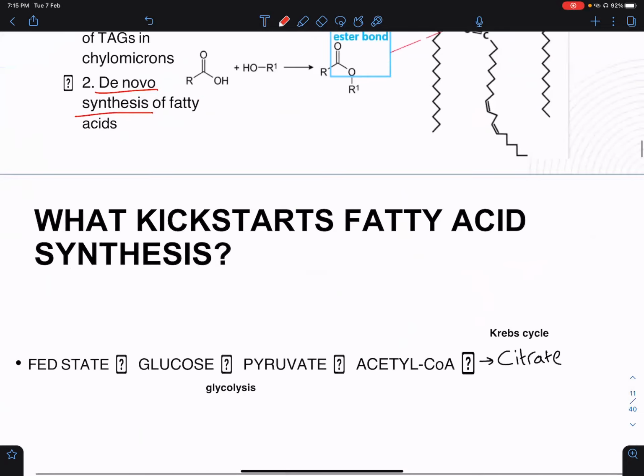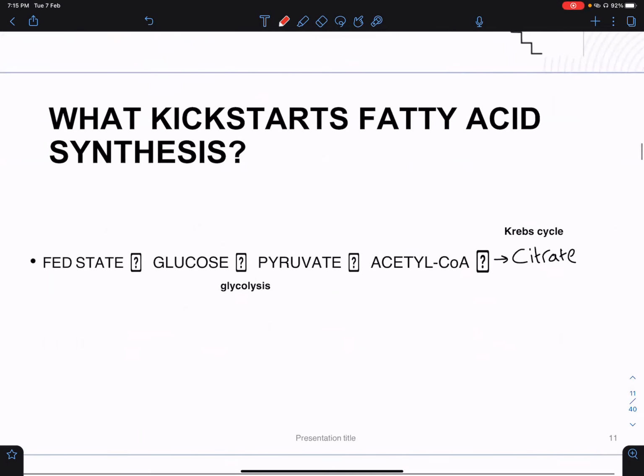Now, this is a really, really important slide. It's very simple, but if you understand this, then you're probably going to find the rest of the lecture extremely easy, inshallah. So I'm going to ask you a question. Do you think that the fed state or the fasting state is what drives the body into fatty acid synthesis?